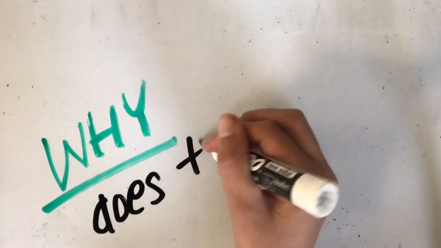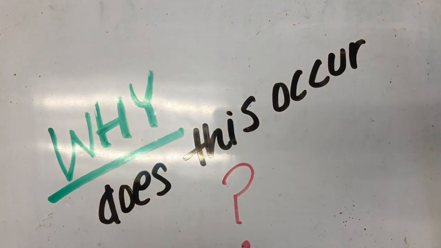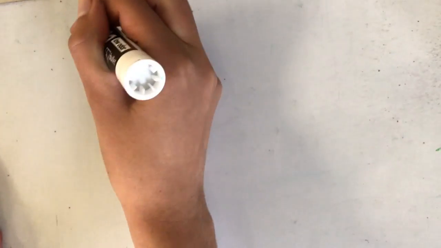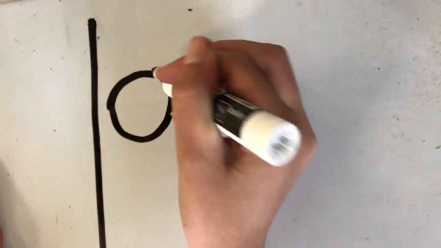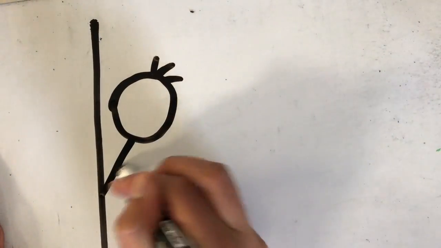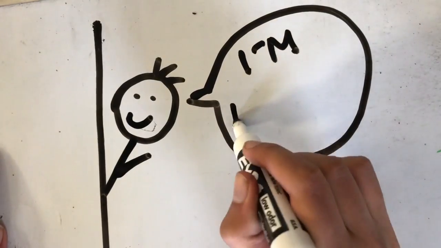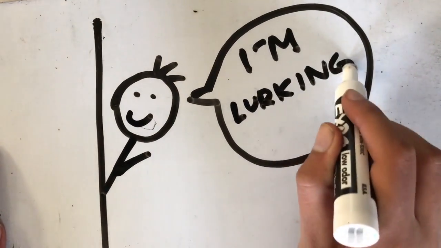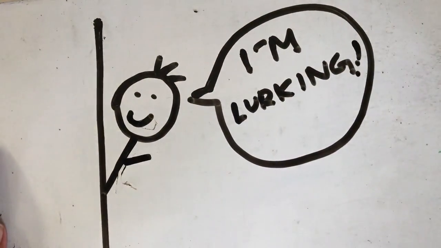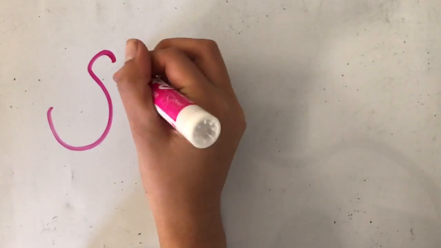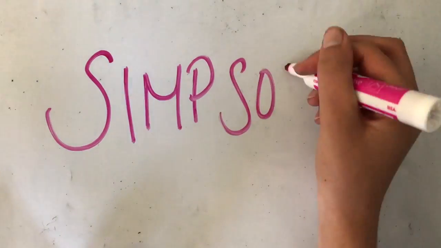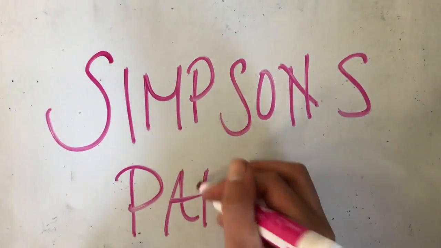Okay, so why does this occur? Well, the reason this occurs is because there is something called a lurking variable, and in this case, it's the department in the college. This phenomenon is called Simpson's paradox.